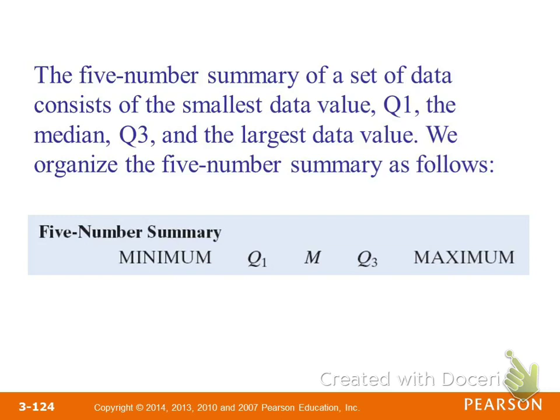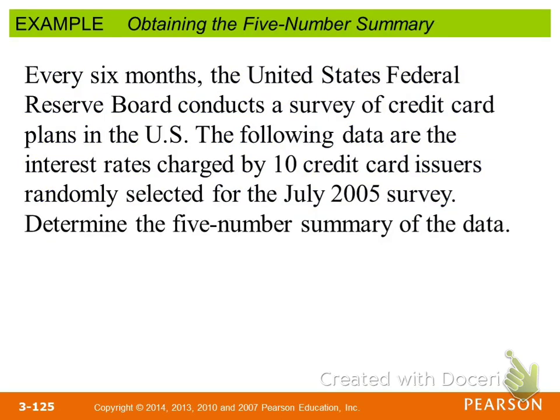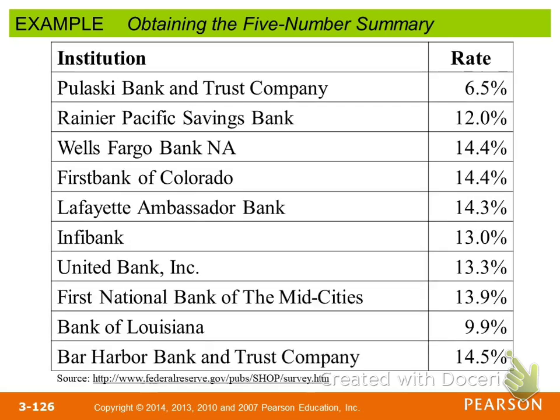So if we look through an example here, every 6 months the United States Federal Reserve Board conducts a survey of credit card plans in the U.S. The following data are the interest rates charged by 10 credit card issuers randomly selected for the July 2005 survey. Determine the 5 number summary of the data. So the data is this, different banks and trusts. If we were going to do this by hand, what would we do?